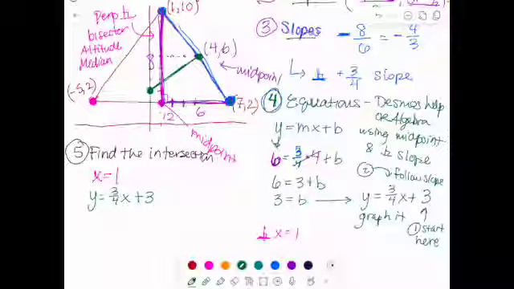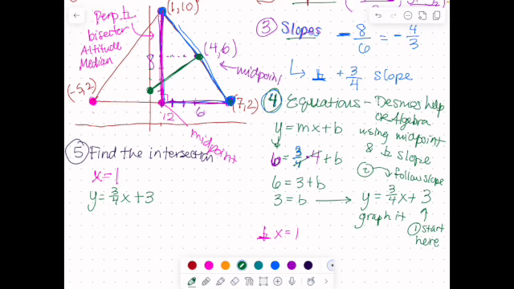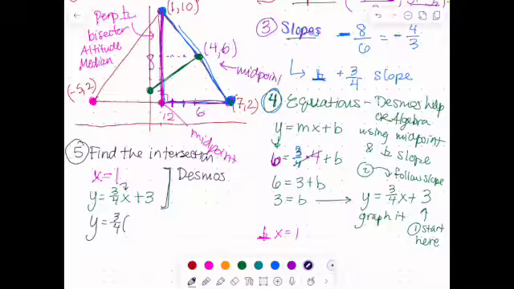So we can use Desmos and put that in and graph them and find out where they cross. I showed that in class. So you can find the intersection. I'll just put here, you can use Desmos. Or you can just put the x in place, the 1 in place of that. So y would be 3/4 times 1 plus 3.